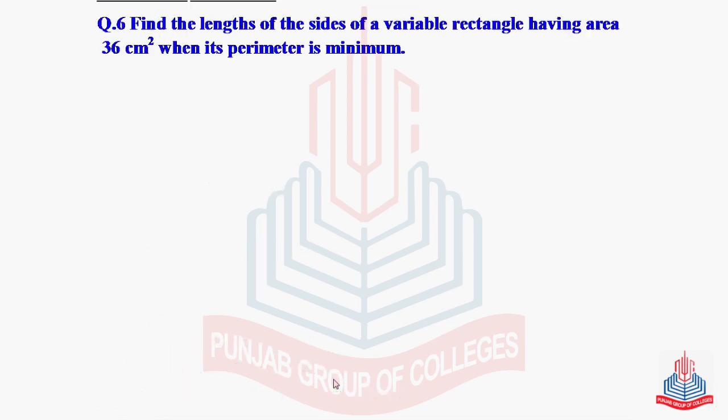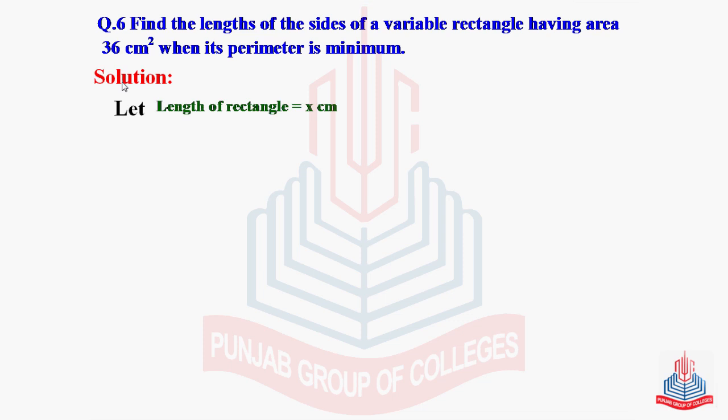Now question number 6. Find the lengths of the sides of the variable rectangle having area 36 centimeter square when its perimeter is minimum. Variable rectangle means its dimensions may be changed to give the area 36, and whose perimeter should be minimum, and find the dimensions of the rectangle.